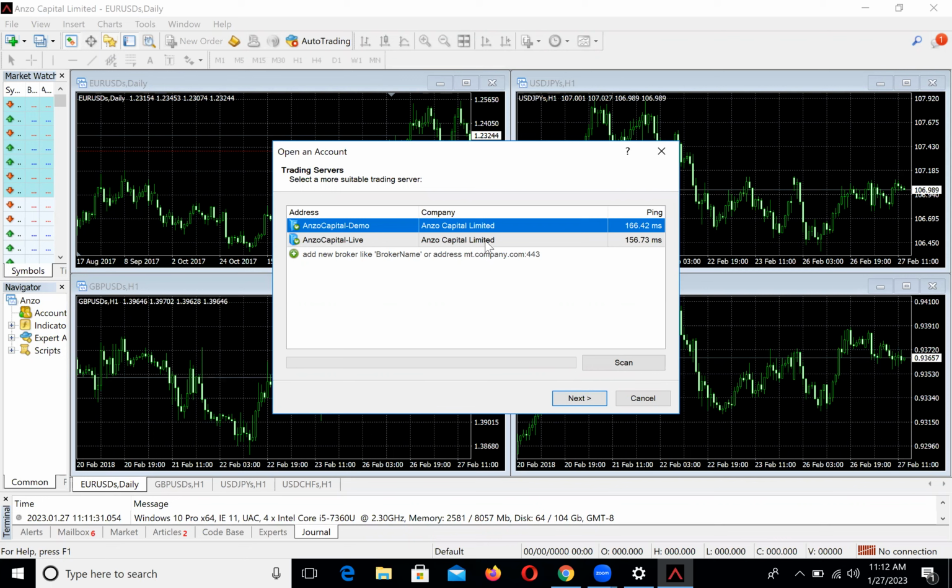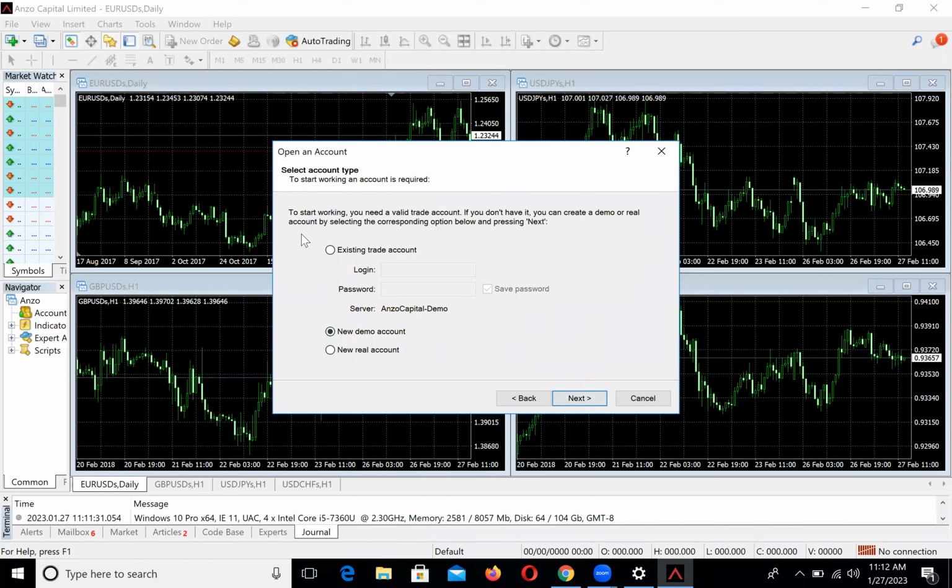So, Anzo Capital demo. I'm going to show you on server. If you are trading with a live account, you select the next option here, which is the live. Now I'm using the demo, so the demo is already highlighted. So I click on next. Then you click on this existing trade account. You already have a trade account with Anzo Capital and you don't want to open a new one, so just click on existing account. Then the login info would have been sent to your email. For those of us who have opened the demo account with Anzo Capital, you would have gotten your login details on your email. So I'm going to log in to this account now.